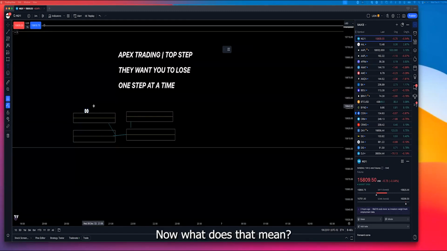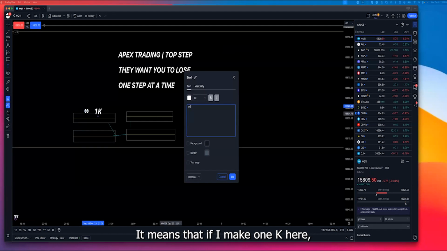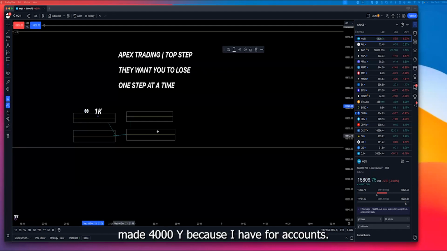Now, what does that mean? It means that if I make 1K here, essentially I made 4,000. Why? Because I have 4 accounts. So you'll be able to get paid more often and you'll be able to leverage your capital a lot better as well, right? So that's something that I really want to note when it comes to the prop firm accounts.